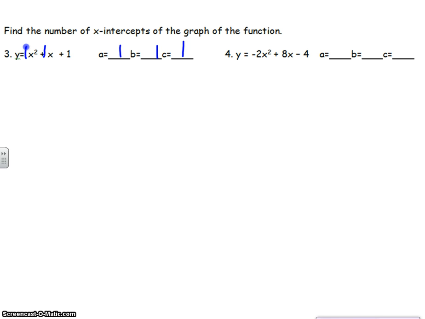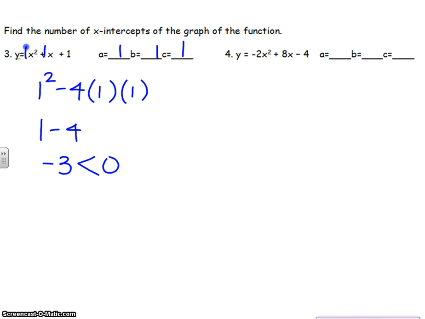So we'll plug that in. B squared will be 1 squared minus 4 times 1 times 1. 1 minus 4 is going to give us negative 3. Again, we have a negative number, so we're going to have no solutions.